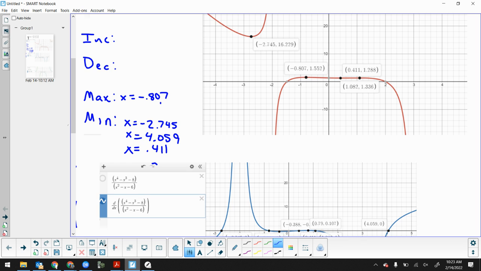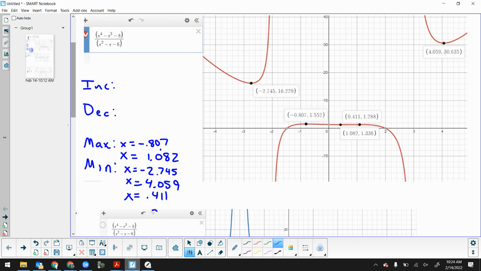And then the 1.082, that's a maximum value. 1.082. Do I have all my maximums and minimums? Well, I highlighted 1, 2, 3, 4, 5 of them. And I have 5 listed there. Let's do the intervals of increase and decrease.